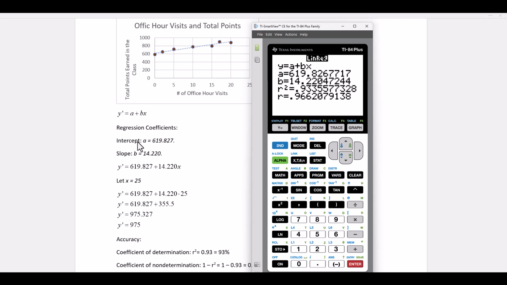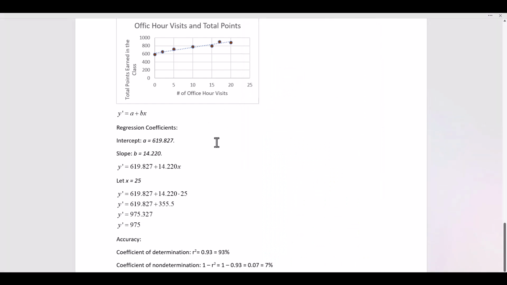A is the intercept. That's 619.827. So remember, the line of regression is y prime equal to the intercept A plus slope b times x. B is 14.22. Another key metric is r squared, which is 0.933. We'll come back to this metric. First, we'll focus on the regression coefficients.